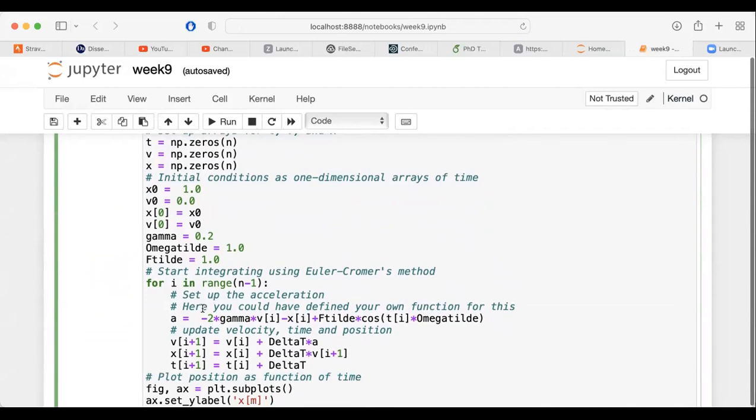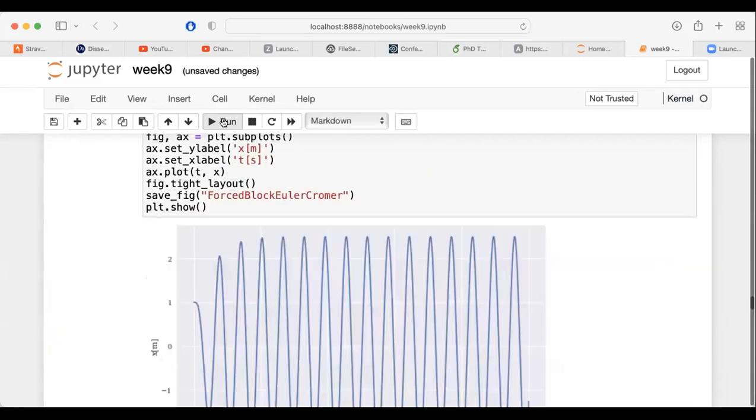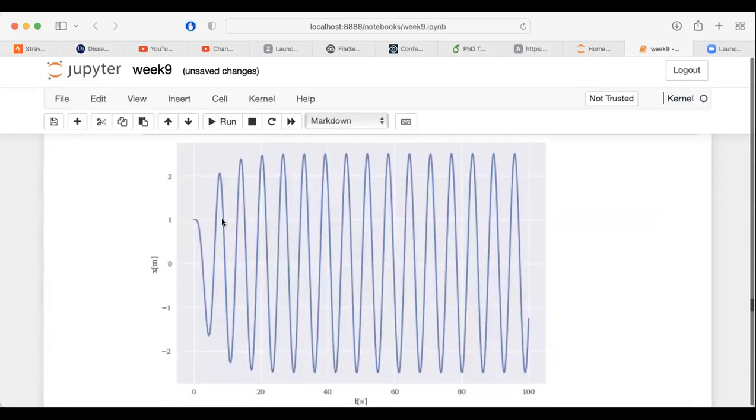So you see the differential equation. I have the acceleration, which is now given by this gamma times the velocity, and then I have x, and then I have this applied force here. And this has a time times this omega tilde, which now is equal to 1. So this is the case which we just discussed on the whiteboard. So let's just run it and see what happens. So this is actually what happens. I gave it an initial condition, which was equal to 1. And you see now it starts with 1.